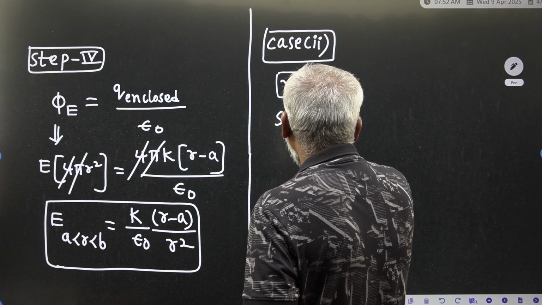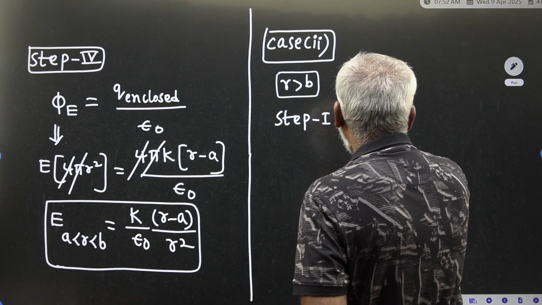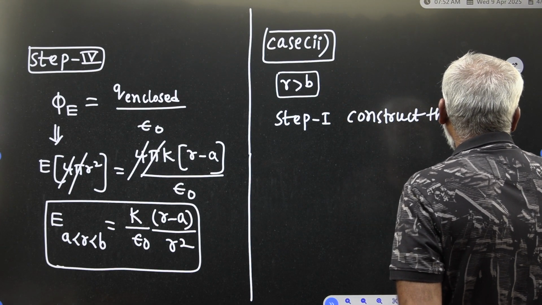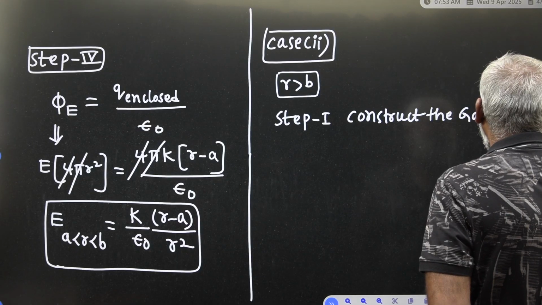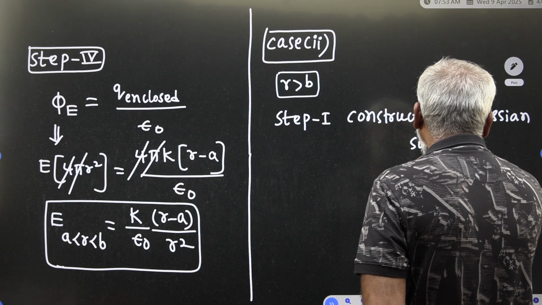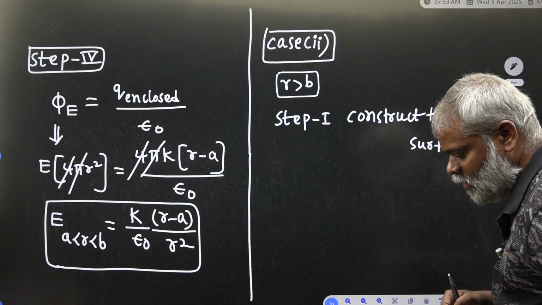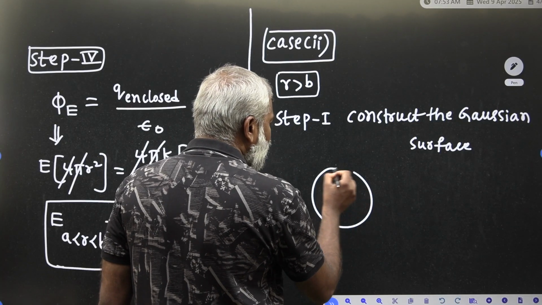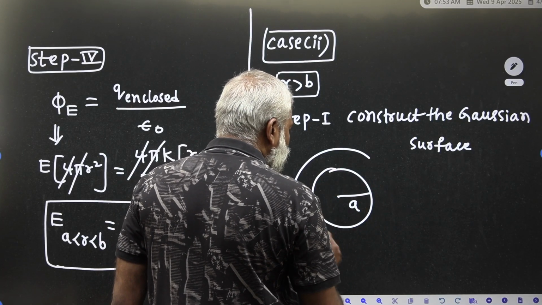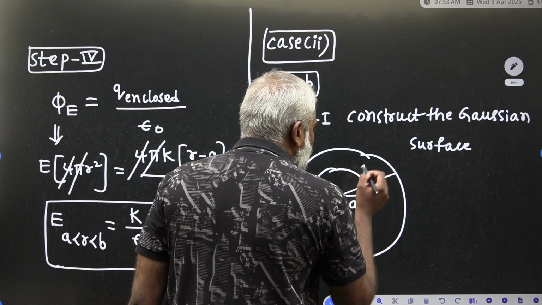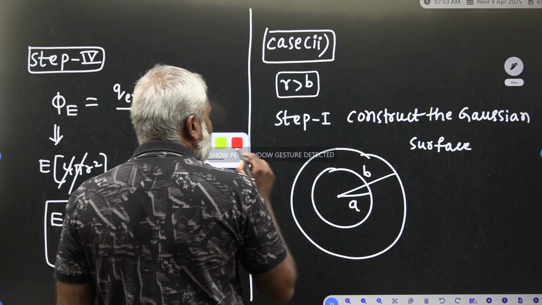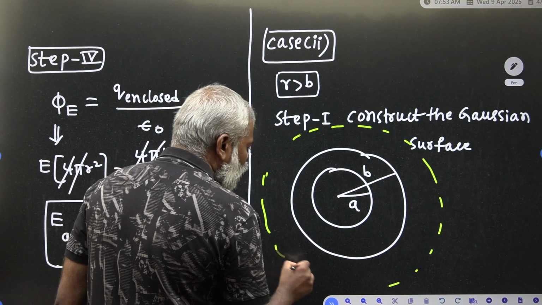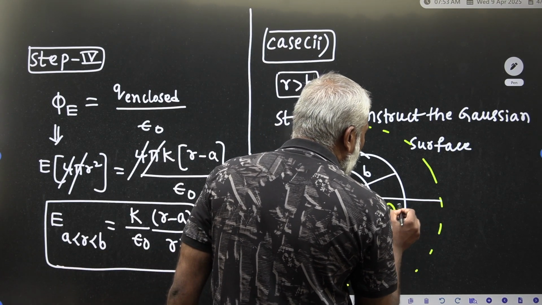What is step 1? Step 1 is to construct the Gaussian surface, based on your case. So, what is your actual sphere? A spherical shell, with inner radius a and outer radius b. Now, we need to construct the Gaussian surface. This Gaussian surface is greater than the outer radius b. So, this is the r you have to take.